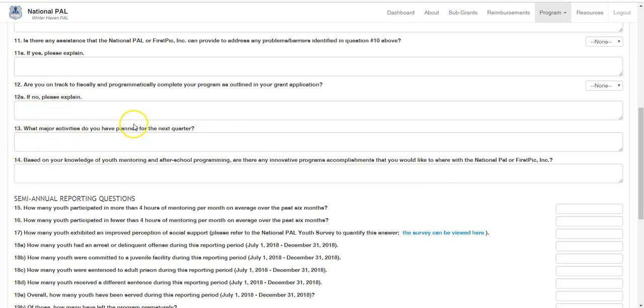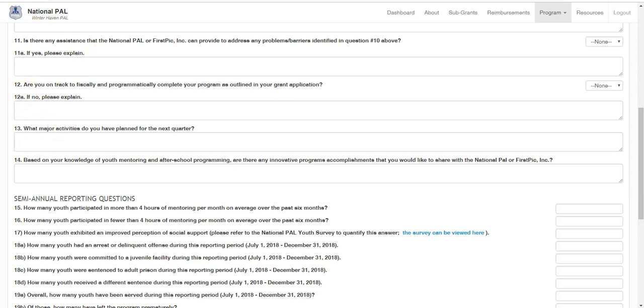What major activities do you have planned for the next quarter? Regardless of when you are completing programming, this question should just be answered NA, as there is no next quarter, as we've reached the end of the grant year. Number 14, based on your knowledge of youth mentoring and after-school programming, are there any innovative program accomplishments that you would like to share with National PAL or First Pick? So go ahead and answer that as you would. Again, if you finished up in November, you can just put NA in that particular answer box.